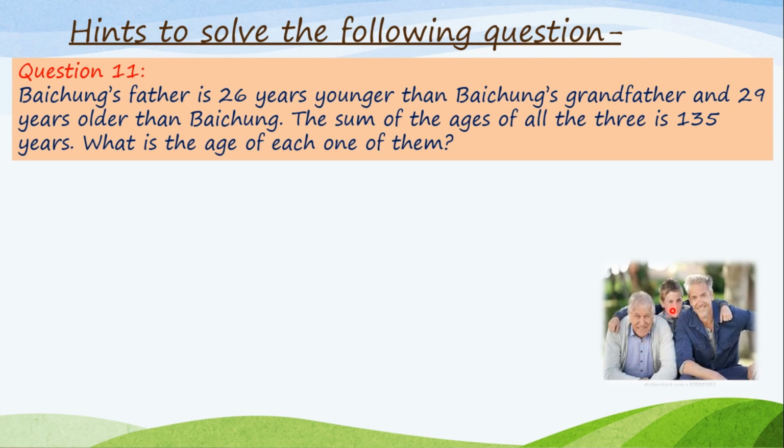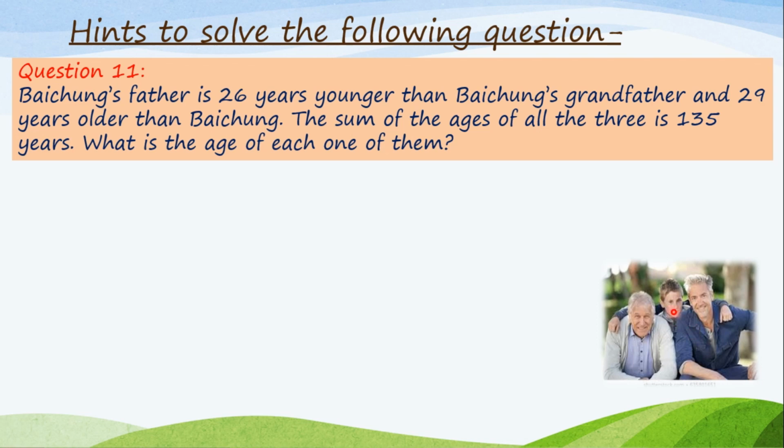He is Bachung, he is his father, and he is his grandfather. You can imagine yourself in Bachung's place and the difference, whatever is the age Bachung is. Father is 29 years elder and the grandfather is 26 years elder than father. Okay, so make the equation.